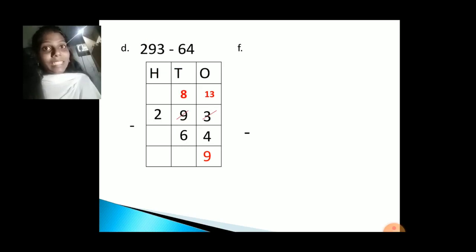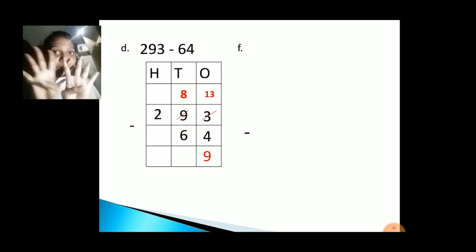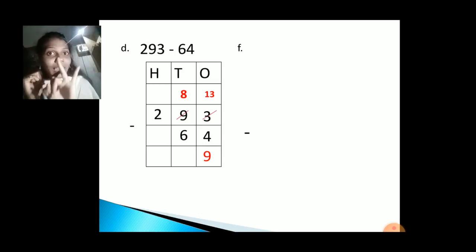That is 8 minus 6. Now how many fingers will you show me? 8 fingers. And from 8 fingers how many fingers will you take out? 6 fingers. 4, 5, 6. How many left? 2 fingers are left. So 8 minus 6 equals to 2. Yes.